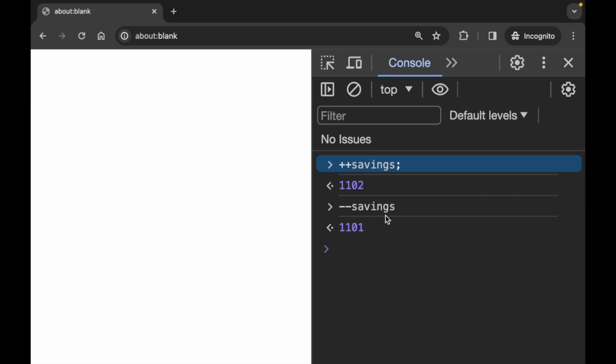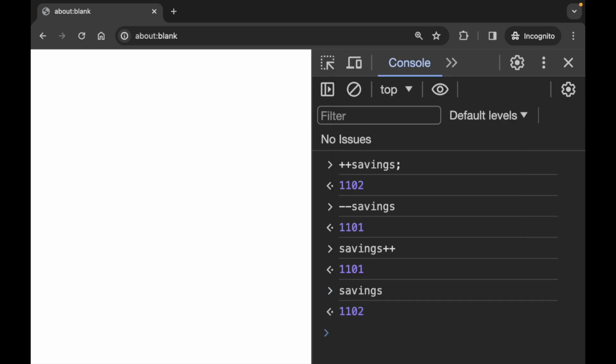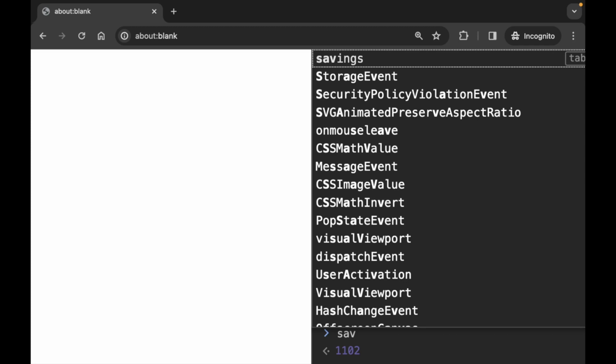Now, JavaScript also allows for a postfix. So this is the suffix. We can do something like savings plus plus. And if you notice, it didn't actually go up directly. But if I do savings again, it goes up. So notice it doesn't actually show it initially, but when you look at it again, it'll be that 1,102. It's only the next time you look at the value.